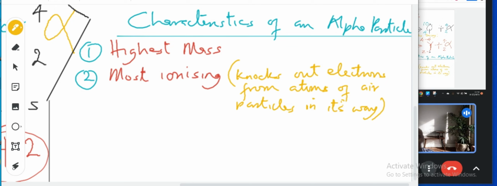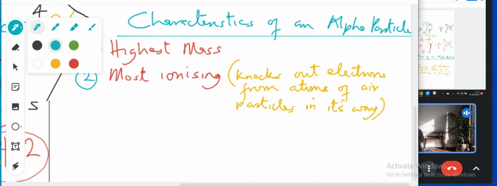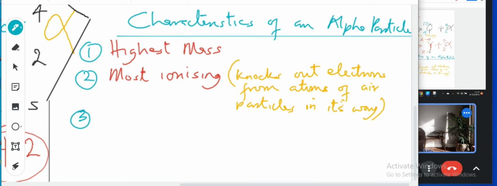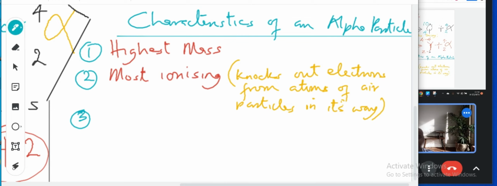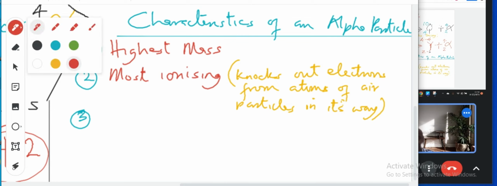So can you list the 2 characteristics I've written down for alpha particles? Just read them out before I go on. Highest mass, most ionizing. Yes, highest mass, most ionizing. The next one I will talk about is the least penetrating.